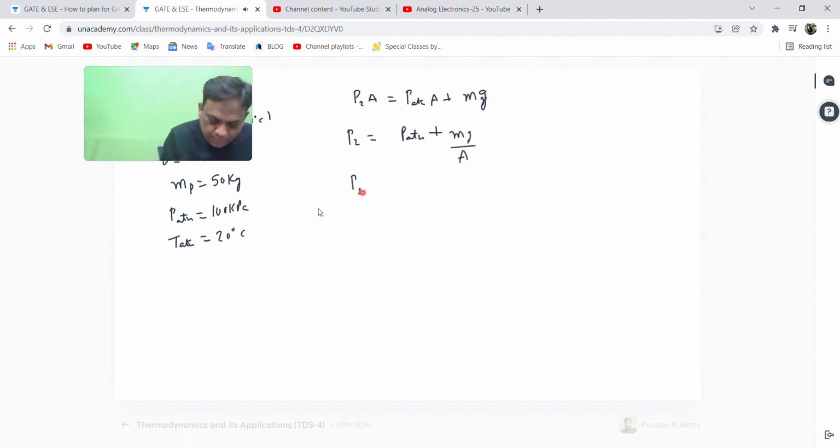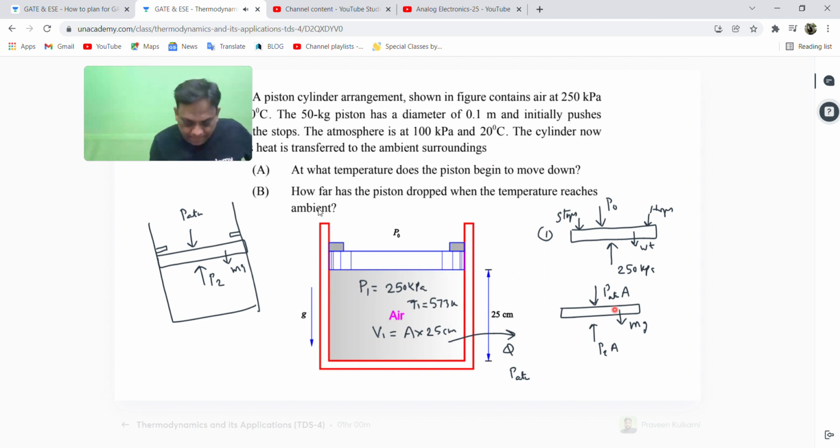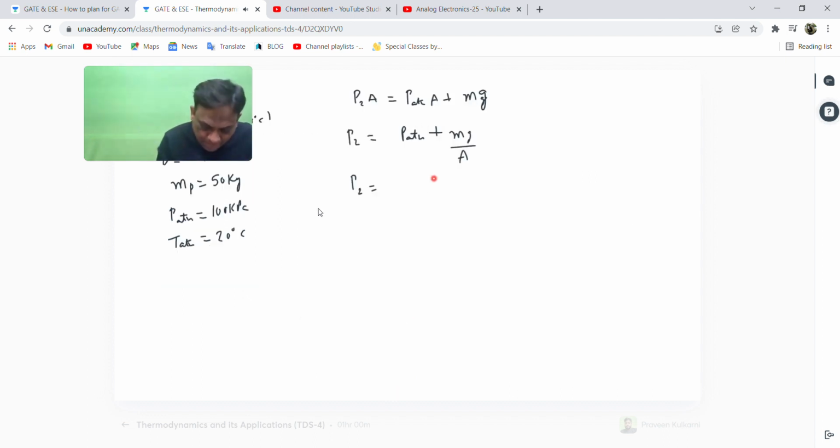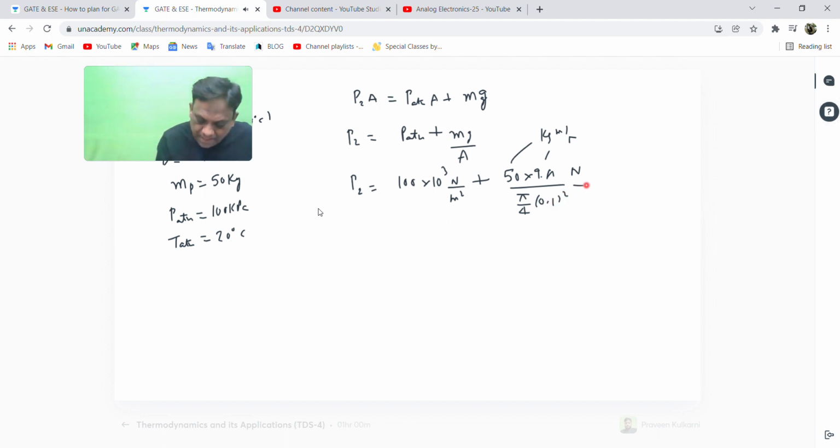Therefore, P2 is equal to, what is atmospheric pressure? Anyone? 100 kilopascal. 100 kilo means 10 power 3. Pascal is Newton per meter square. Plus what is the piston weight? 50, g is 9.81, so this will be Newton. This is kg, g is meter per second square. This is Newton. Area: what is the area? Look, piston area is pi by 4 d square, 0.1 square. So this is so many meters square. So you will get P2.